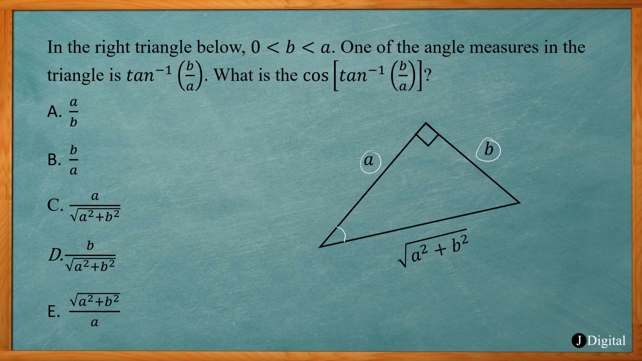We're dealing with this angle here. The opposite of that is B, and the adjacent is A. So we basically want the cosine of that angle, which would be the adjacent over hypotenuse. So adjacent is A, and the hypotenuse is the square root of A squared plus B squared. So that gives us answer C.